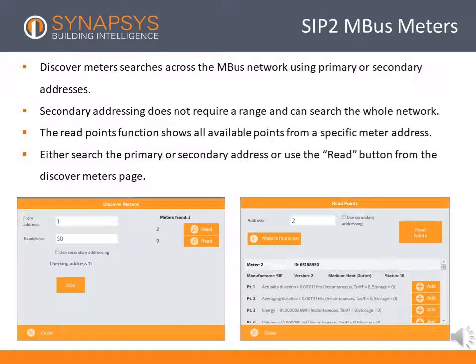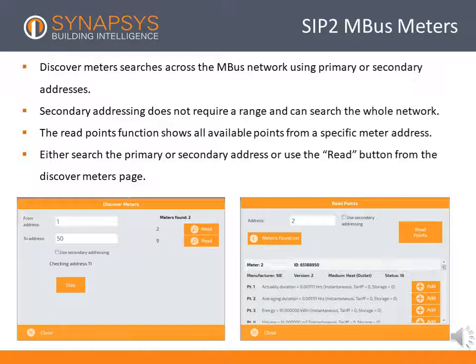When the search is completed, all available meters will display on the right side of the pop-up. Use the Read button to learn the points available in the meter. Once all the points are shown, they can be added to the list of points being polled by pressing the Add button. Points can also be added to the table manually by adding a slave address at the top of the page and adding rows with point IDs into the table.